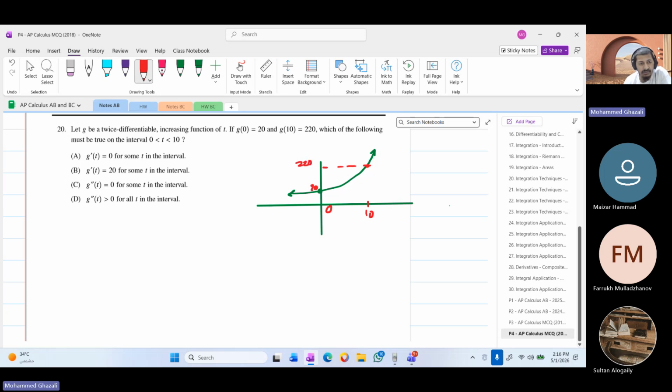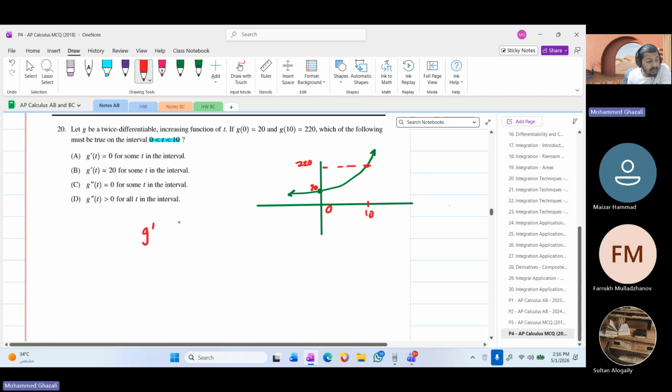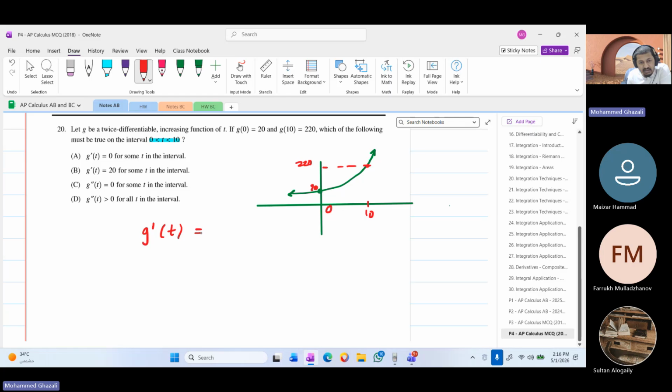Which of the following must be true on the interval 0 to 10? Now, this is not IVT. They're talking about derivatives, so this is more like the mean value theorem. You look more at slopes. So you're going to say g prime of t is equal to g of 10 minus g of 0, divided by 10 minus 0.